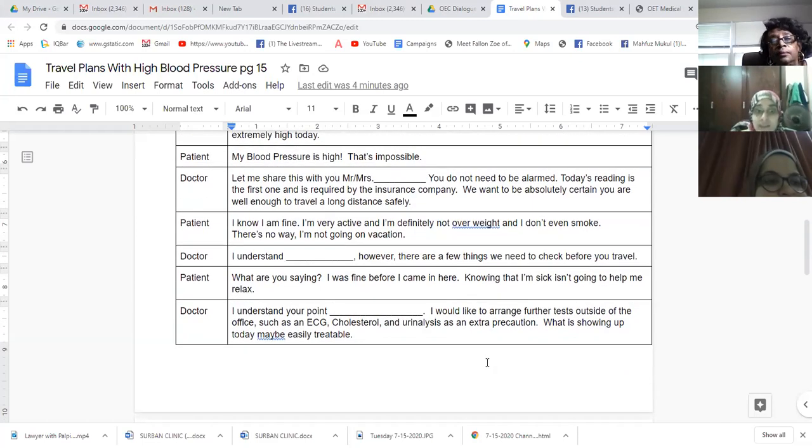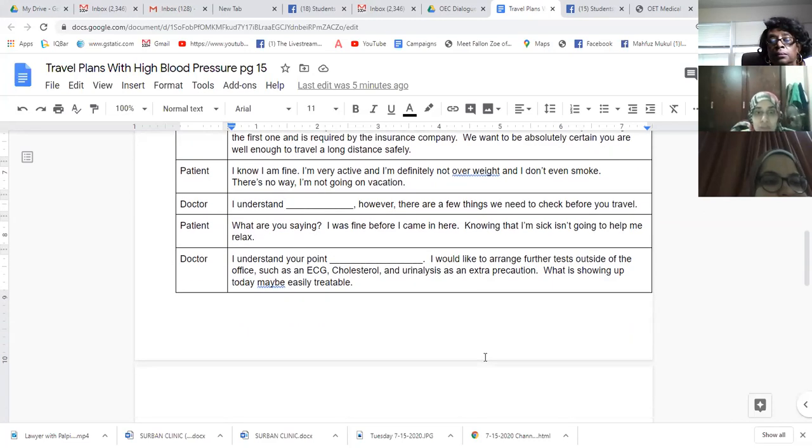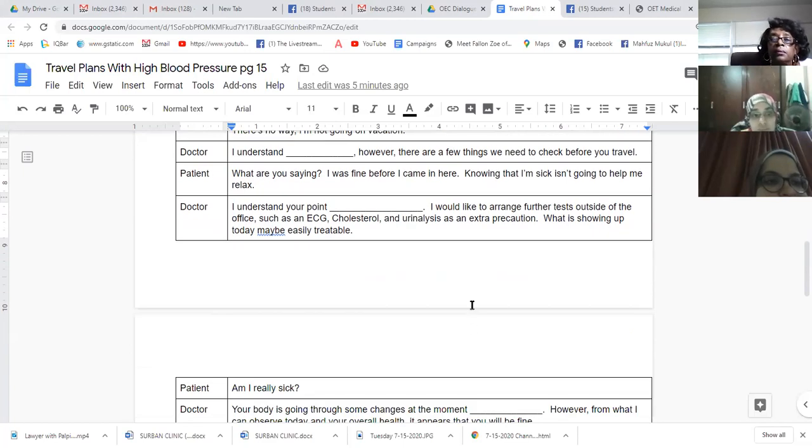I understand that you are very active and not overweight. However, there are a few things we need to check before you travel. What are you saying? I was fine before I came in here. Knowing that I'm sick isn't going to help me relax. I understand your point, but I would like to arrange further tests outside the office, such as ECG, cholesterol, urine analysis, and others. What is showing up today may be easily treatable. Don't worry. Am I really sick? What's an ECG?